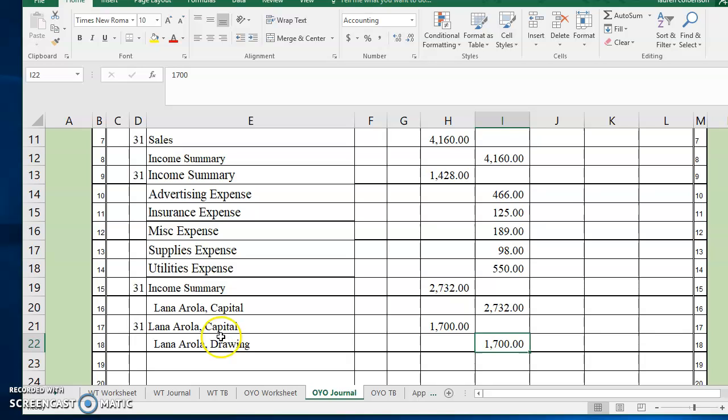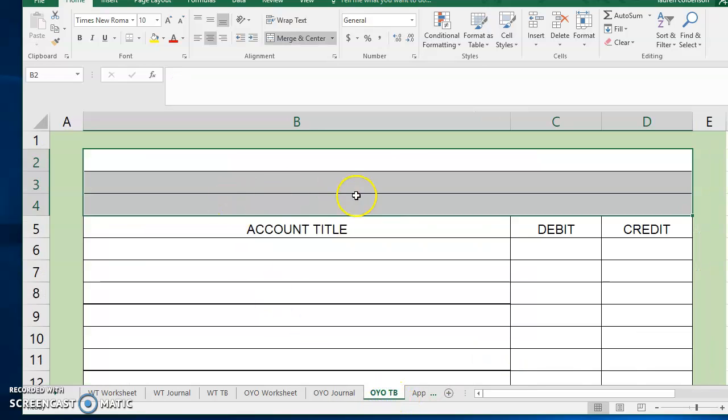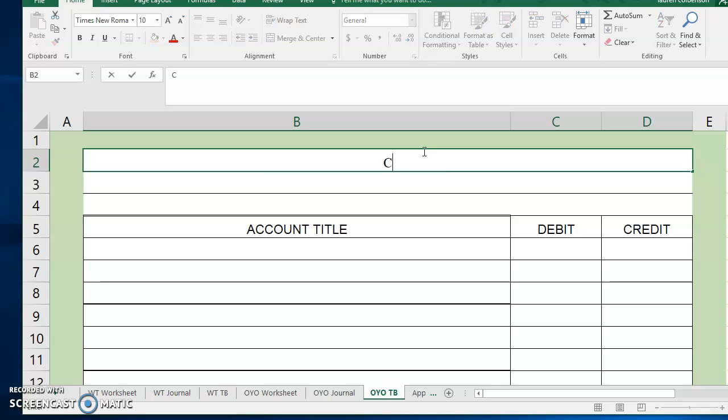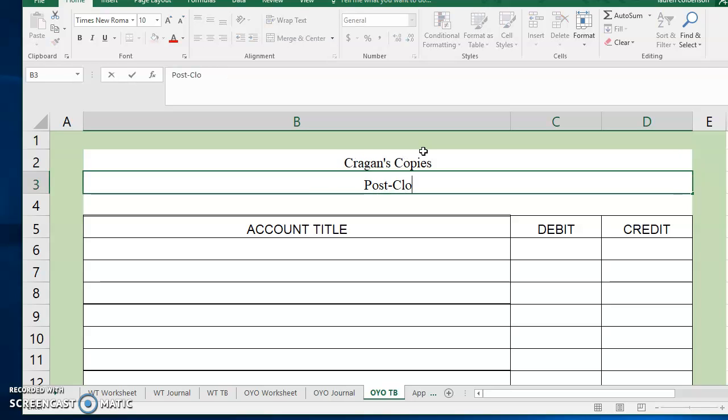So those 4 transactions, to sales, to expenses, to the net profit, and the drawing account, are now all closed out. And that's how you're going to do it for the remainder of the chapter and on the test. Then you have to do one more thing. You have to fill out a post-closing trial balance. And the name of her business is Craigen's Copies. This is a post-closing trial balance, and it is dated December 31st, 2020.